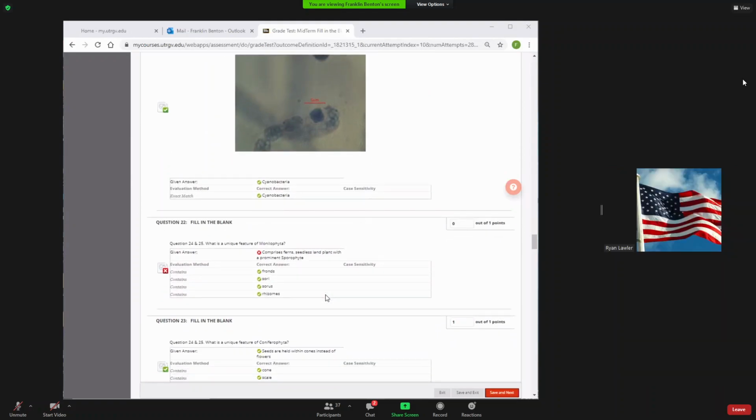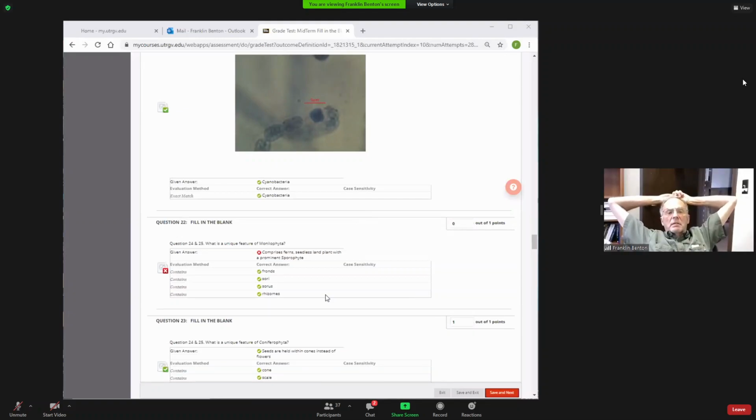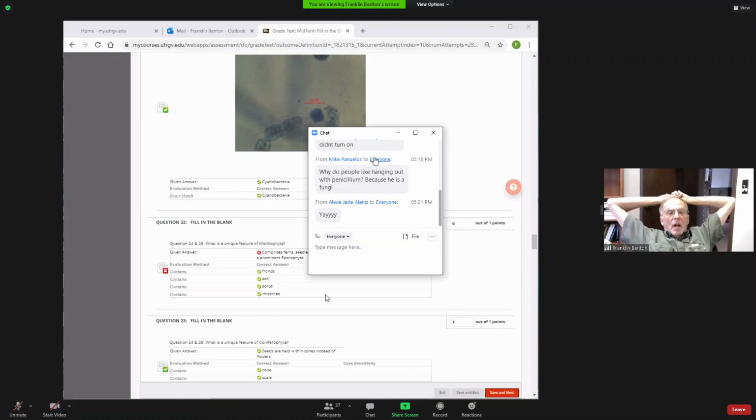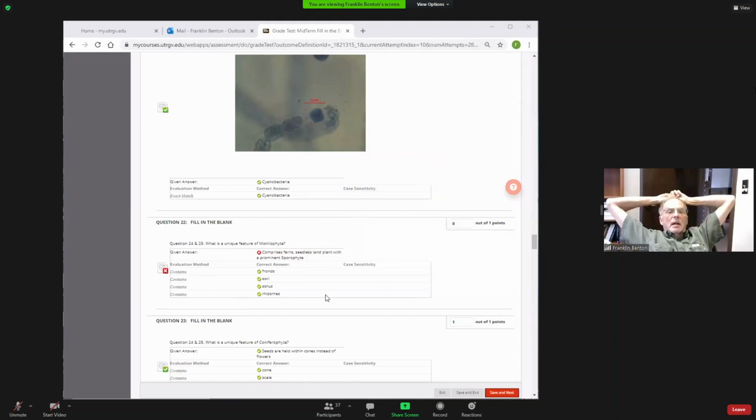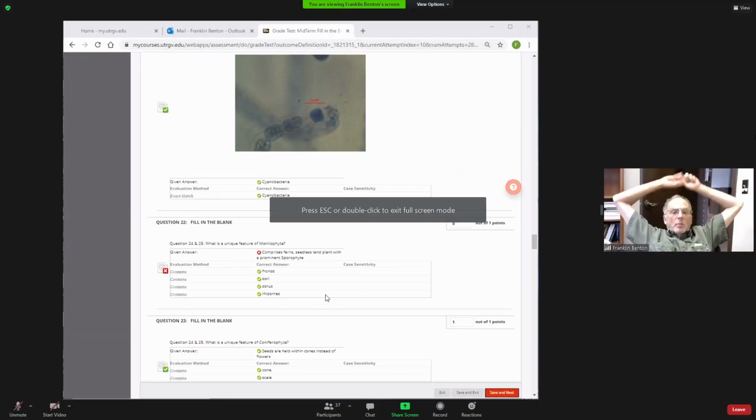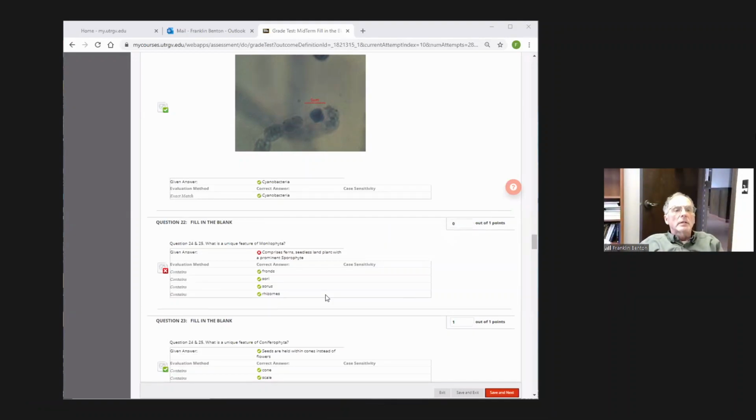Would vascular be wrong? Well, vascular is not unique. Vascular is a very common feature. I put that it was the first group of vascular plants, which would be correct. Yes. And also, this person wrote down comprises ferns, seedless plants with a prominent sporophyte. That's a correct answer also. So I'm going to look at those. This is 22.